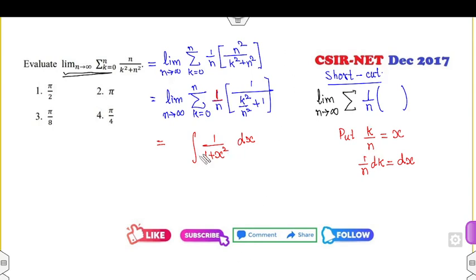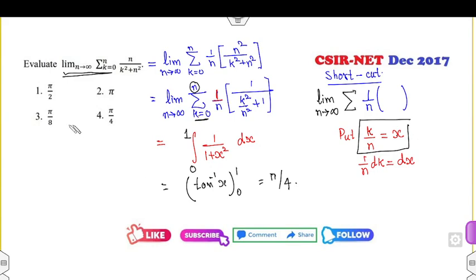Then the only thing is how you can calculate the limit. Substitute the lower limit. In this case, what is x? 0. When you substitute the upper limit n, the value of x is 1. Now can you integrate them? This is my tan inverse x from 0 to 1. The answer will be pi over 4, my right answer of this problem.